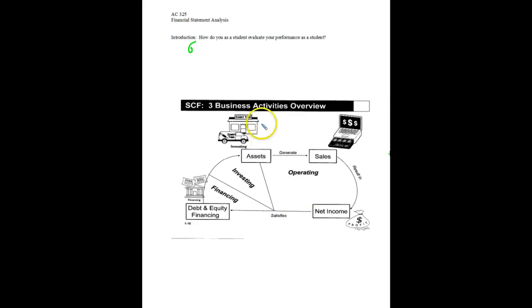In this recording, we're going to look at how to analyze financial statements. So let's start with ourselves. How do you know whether you're performing well as a student or not? What information tells you that? Well, first off, that's what grades are for, right? Tells you how well you're doing: A work, B work, C, D, F, whatever.